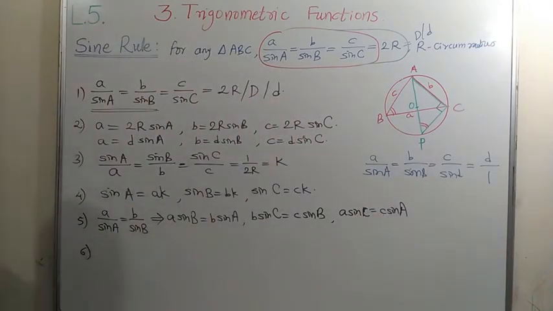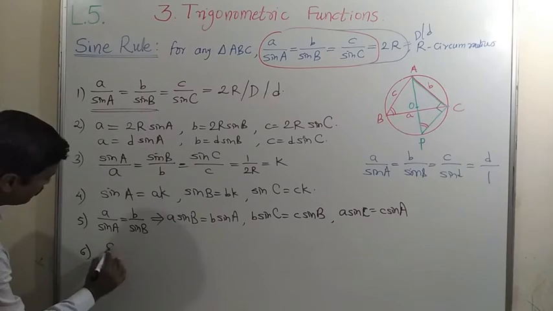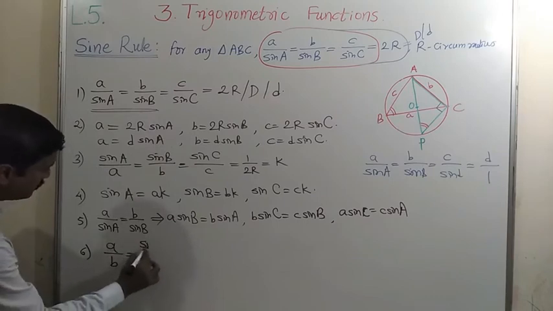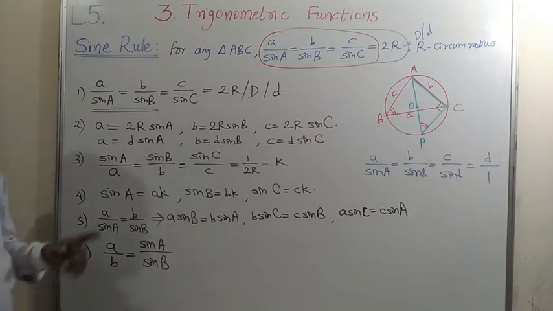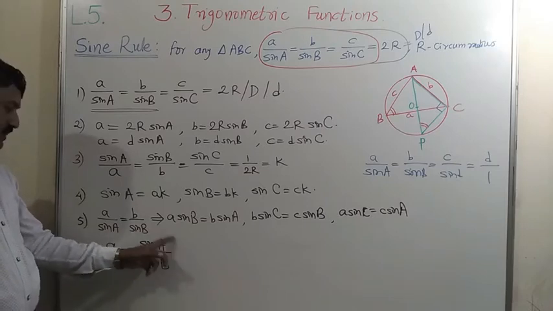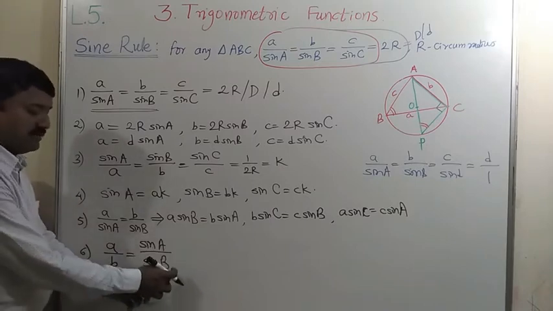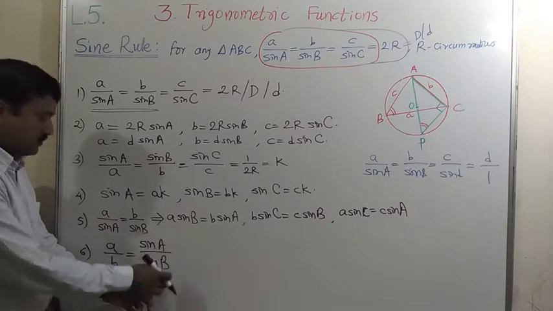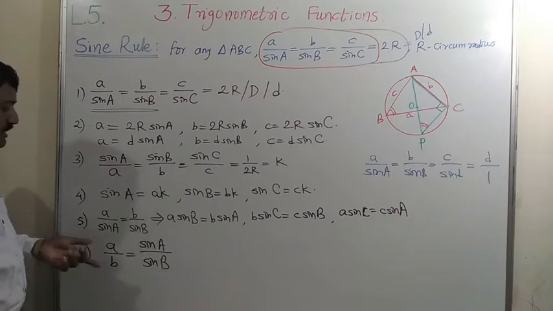And the last one, if we use the alternendo property here, then we get a upon b is equal to sin A upon sin B. This means if two angles are given, then from those two angles we can write the ratio of the corresponding two sides. That means if angle 30 is given and angle 45 is given, then taking their sine ratios, we can write the ratio of those two sides. Not the exact measures of those two sides, but their ratio we can find here.